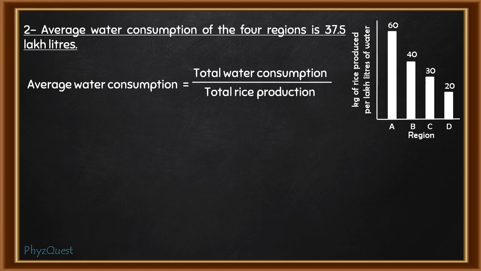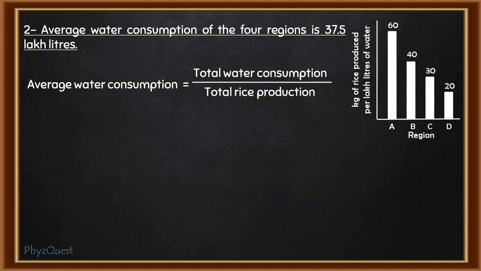Now, actually here the complete information is not given, since only the water consumption is given to produce a certain amount of rice. So here either we should have the total rice production in the 4 regions or the total water consumption per region. If any one of them is given, the other can be found out, and then we could have calculated the average water consumption. So here it is difficult to find out the average water consumption.